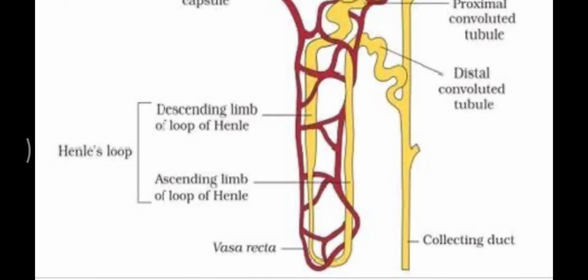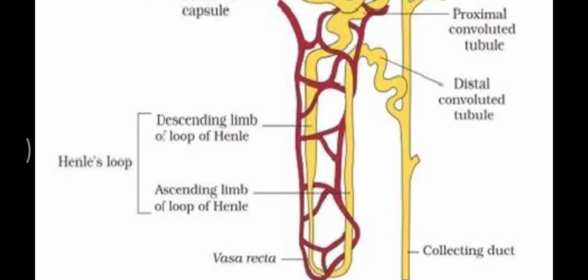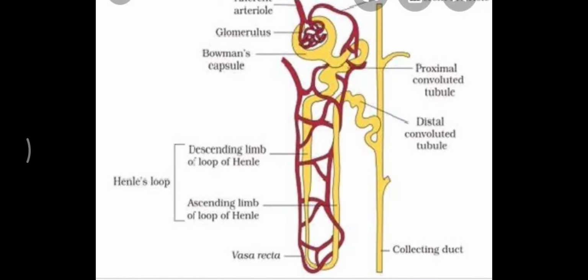Now, Henle's loop has two limbs, the descending limb and the ascending limb. The limb which comes down is the descending limb of Henle's loop, and the limb which is going up is known as the ascending limb of Henle's loop. So, it is basically a U-shaped structure or a hairpin-shaped structure. That is the structure of Henle's loop.